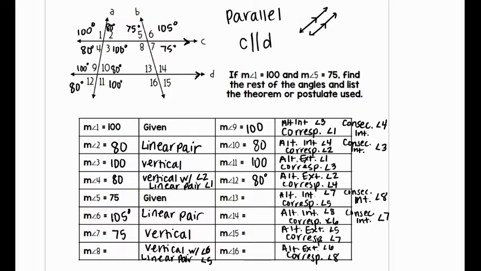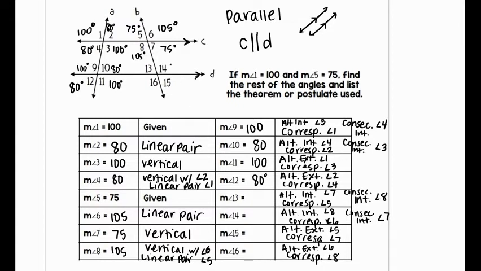Then the measure of angle 8, that is a vertical angle with angle 6, and so it will need to be congruent. We also know it's a linear pair to angle 5 and angle 7 now, so we'll say that the measure of that will be 105.